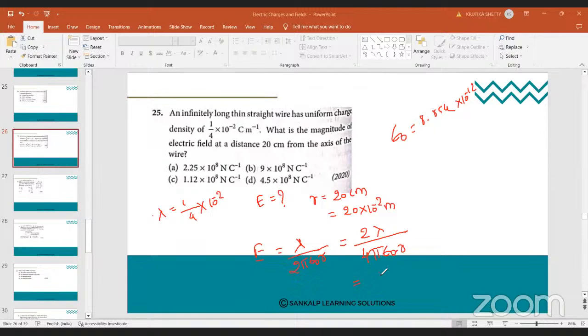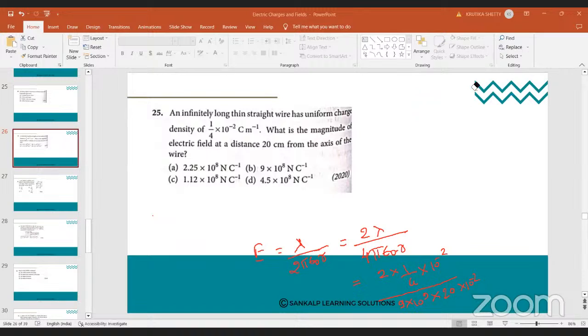So now you substitute. 2 into 1 by 4 into 10 raised to minus 2, this whole divided by 4 pi epsilon naught, it is 9 into 10 raised to 9 into R value, it is 20 into 10 raised to minus 2. Can you simplify now? Yes, students, simplify it. All the values are written on the slide. You can substitute, you can calculate. Multiply and divide by 2, then the calculation will be a little easy.